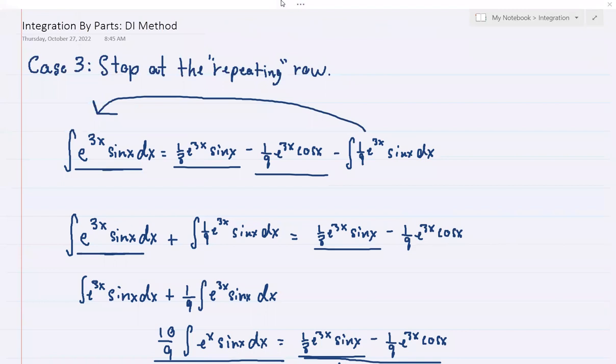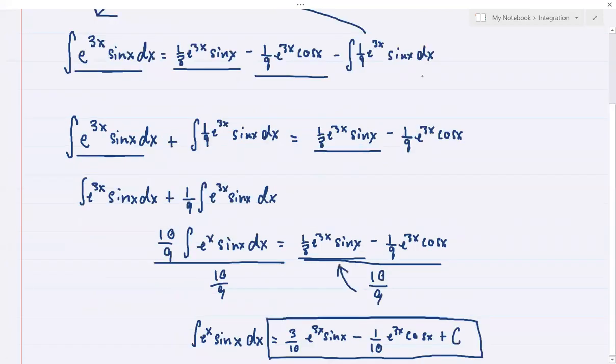To sum it up, first case, stop when there is a specific row that reaches zero. Number two, stop when you can actually integrate a row. And three, stop at the repeating row. So yeah, basically that's it.